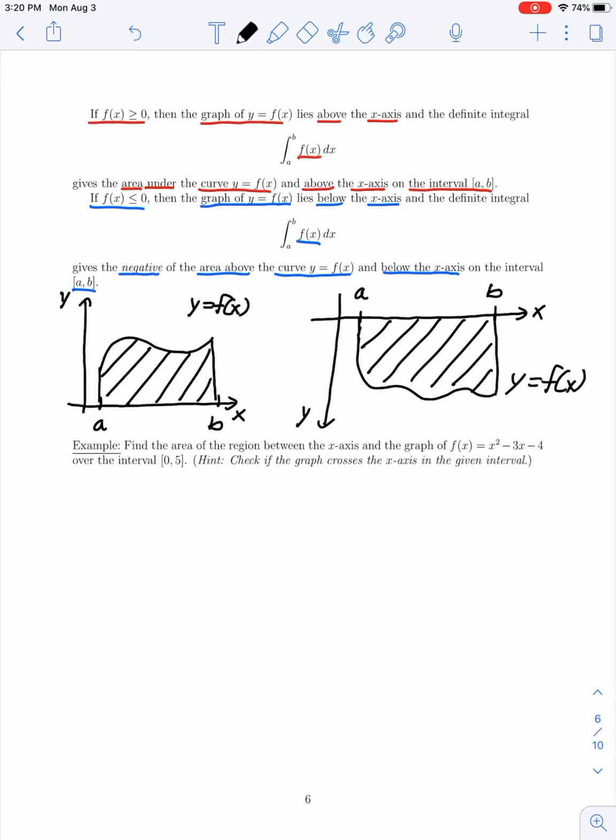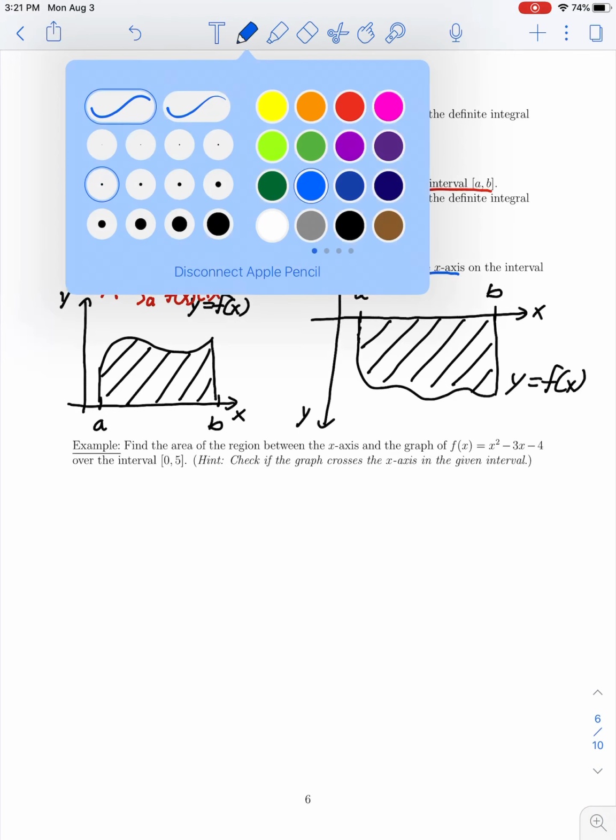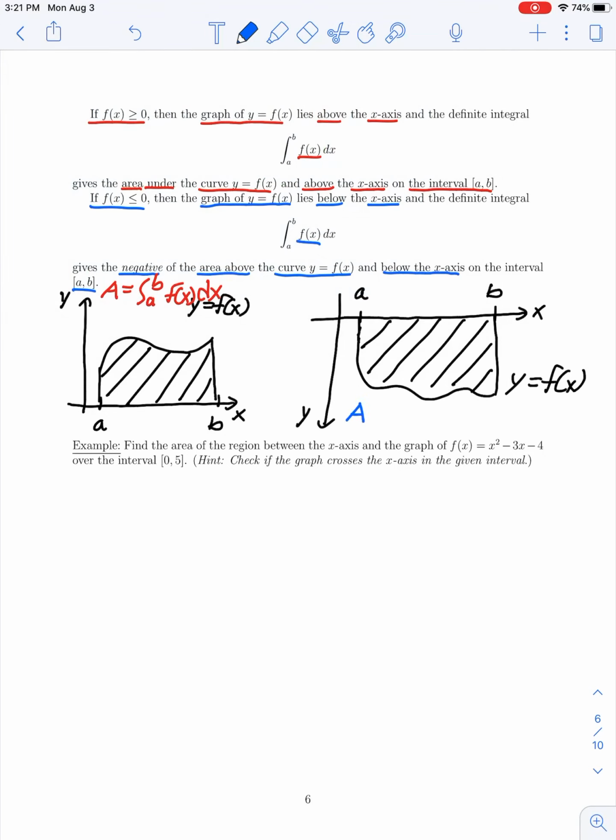So here, in the left-hand figure where we have a non-negative function, the area of this shaded region is simply the definite integral of our function, as we've already considered. And in the second case, where our function is negative valued, the area of this shaded region is the negative of the definite integral of our function, because we were told this definite integral would give the negative of that area. So to actually find the shaded area, we would have to make that value negative.